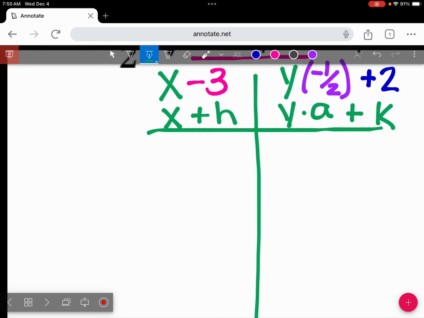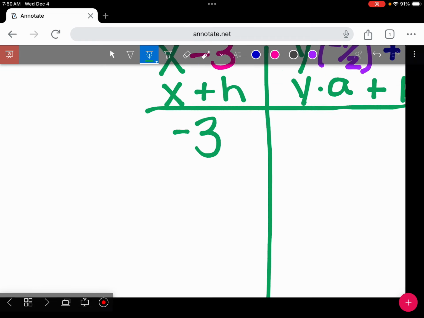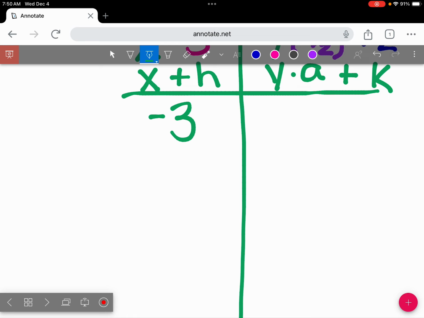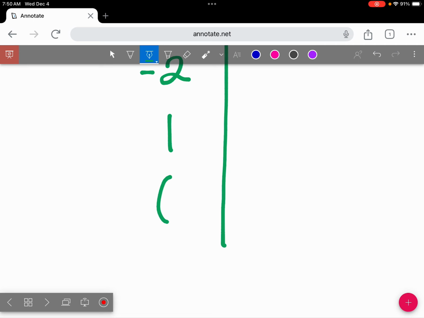So we're going to have our x's, and we take away 3. So 0 minus 3 is -3. 1 minus 3 is -2. 4 minus 3 is +1. And 9 minus 3 is 6. That's the easy side.